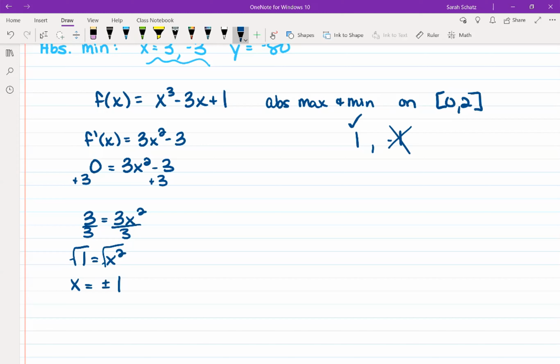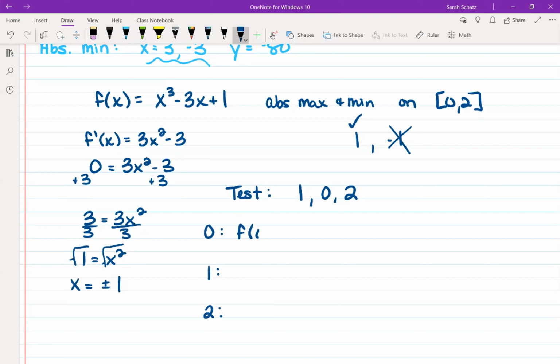Now, what do I do with that? This is where I test. But what do I test? I test the critical point that's in your interval, and you also test your endpoints. So I have 3 values to test. Let's put them in order. It'll be 0, 1, and 2. Where do I test them? I test them in the original function.